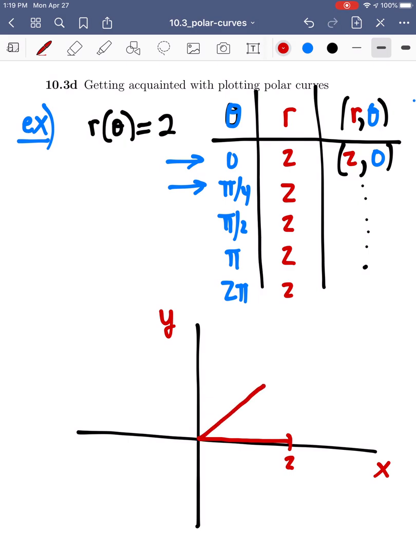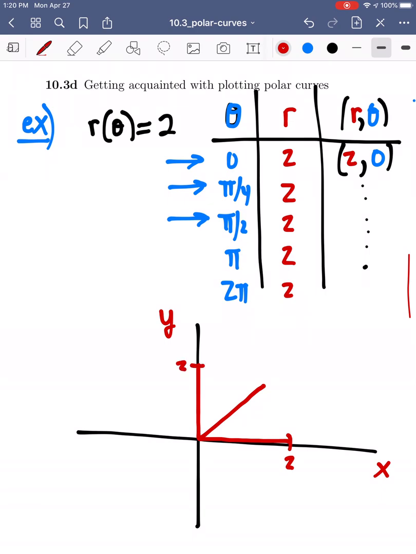Okay, let's move to the next angle. When we're at an angle of pi over 2, we are straight up. And we're asking ourselves, okay, at this particular angle, how far along that direction do I move? And we're told, well, r equals 2 at that particular angle. So we move a distance of 2.